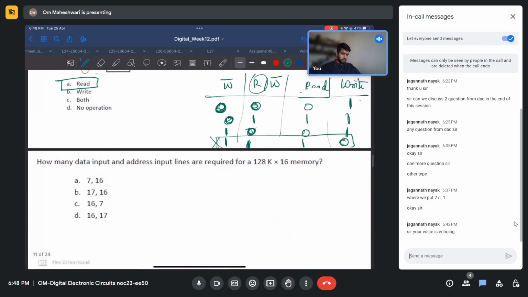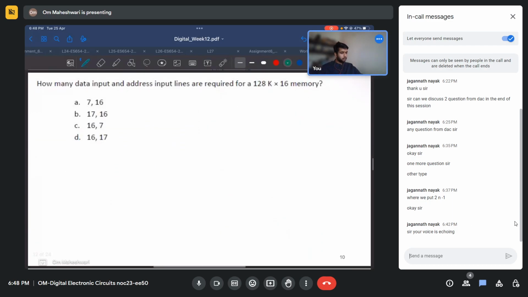Let us move on to the next one. How many data input and address lines are required for 128 cross 16? Okay, let's try to solve it if you can. Then we'll do it.